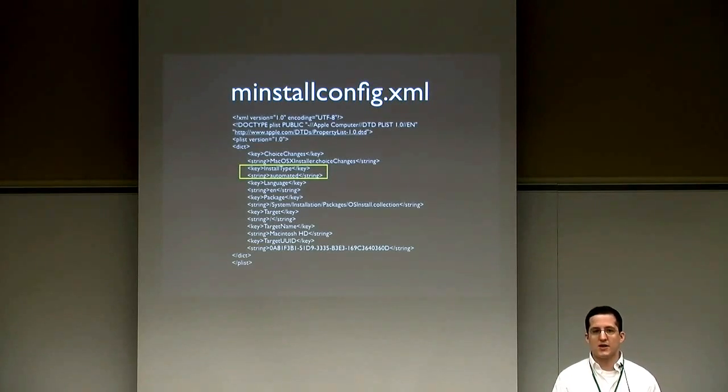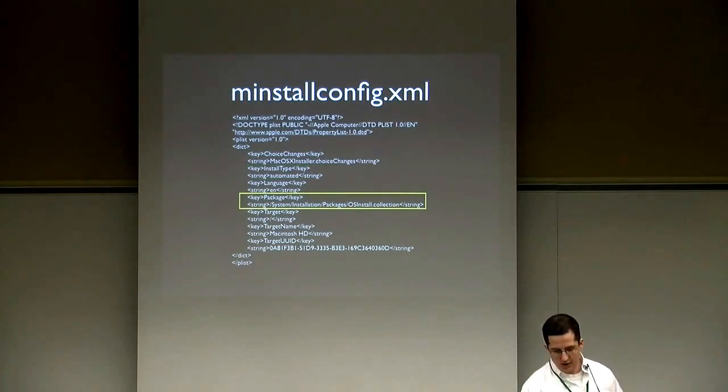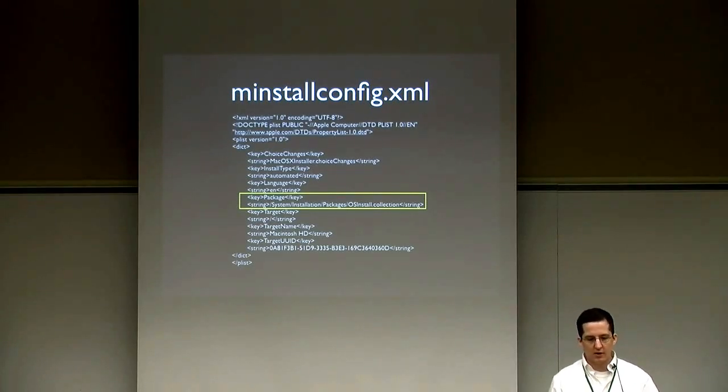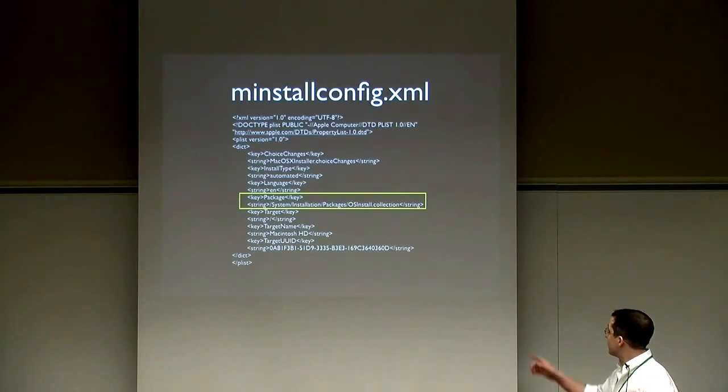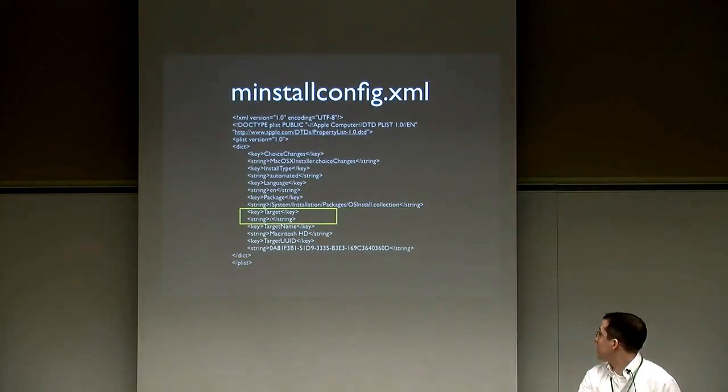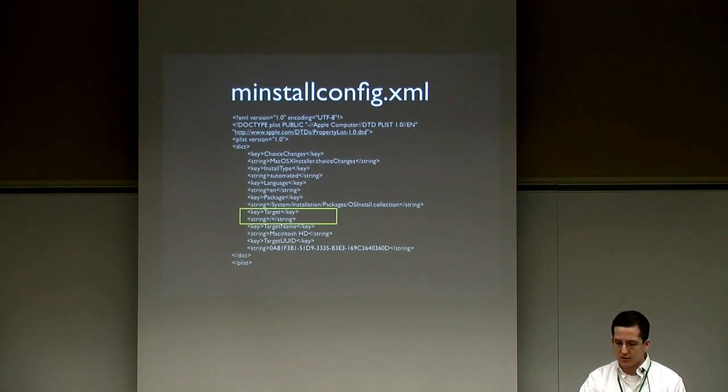Install type automated, that's what tells the installer that it is an automated installation. Package: since you can customize the packages, when it's first mounting the install ESD to copy everything, it'll scan to see if there's any customized packages. If there is, it'll put this line in, system install packages OS install collection. If you're just doing the bare bone regular install, that OS install collection will be OSInstall.pkg. And then finally, it's telling the installer what the target is.